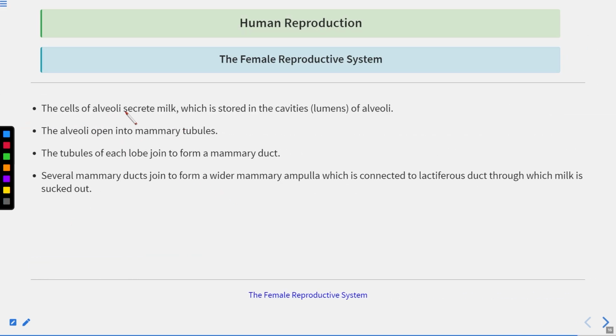Now the cells of the alveoli secrete milk. So what is the function of the alveoli? They secrete the milk. There is one more kind of alveoli which is present in the lungs. Lungs also consist of alveoli, but these alveoli are different. They are rich in blood capillaries and help in the exchange of gases.